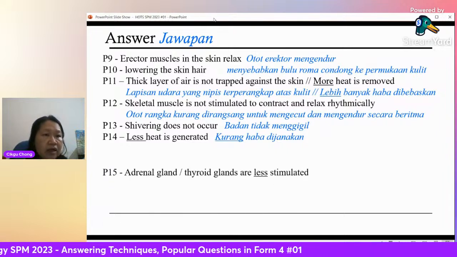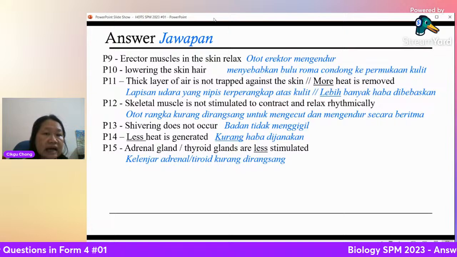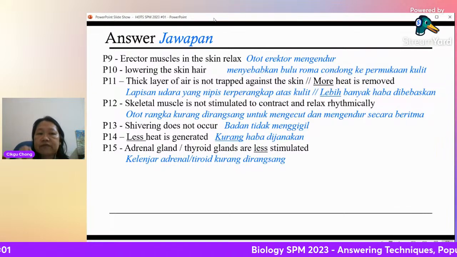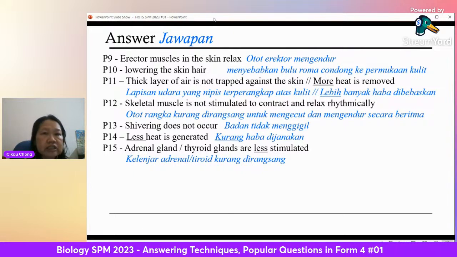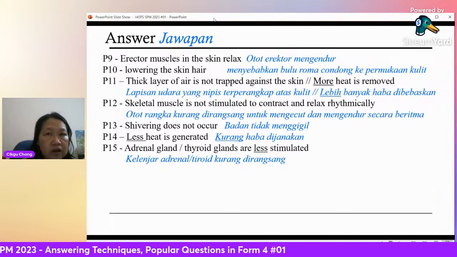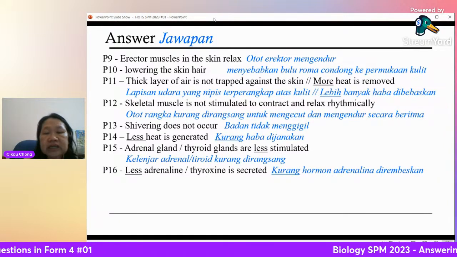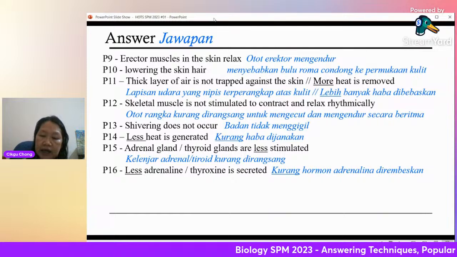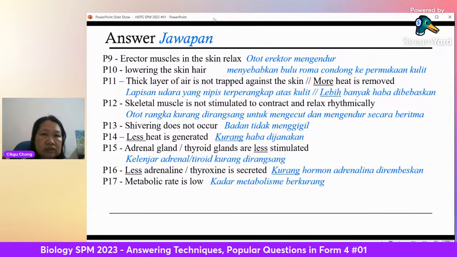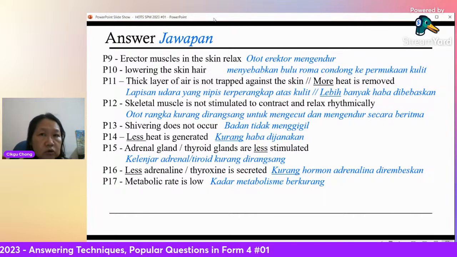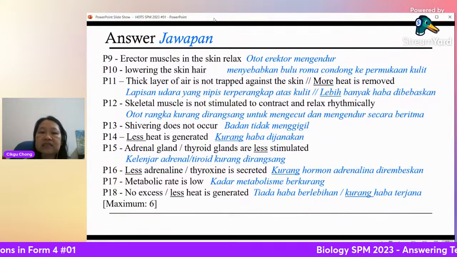Okay, and one more thing, your adrenal gland or your thyroid gland. These two glands are less stimulated, because if more thyroxine or more adrenaline is produced, it will increase your metabolic rate. And an increased metabolic rate increases heat. So now you're very hot, so less adrenaline and less thyroxine is secreted, and that causes a lower metabolic rate for your cells. Your cells do not burn the oxygen and glucose so fast. So the metabolic rate is reduced, and in that way, less heat is generated.